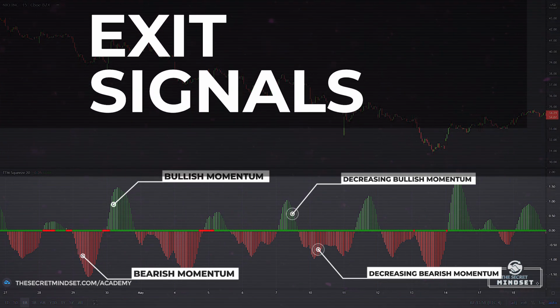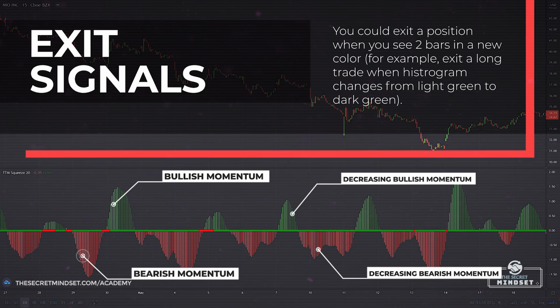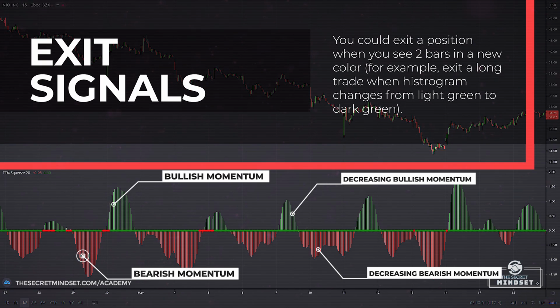The momentum histogram can also be used to determine specific exit points, like selling when you had 2 bars in the new color. For example, if the squeeze fires and the bars are above the zero line and increasing, you could sell when you see 2 bars in a row above the zero line and decreasing.